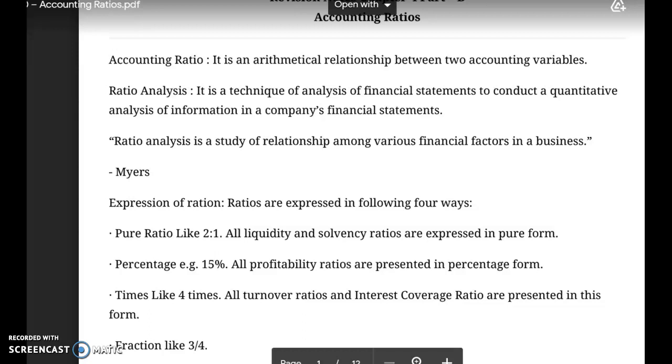So this way we can understand what the accounting ratio is and what ratio analysis is. In our next video, I will continue with how the different types of ratios are to be expressed. Expression here means how the answers of the different conclusions could be written. That is called the expression of the different types of ratios. So continue in our next video with ratio analysis and forms of expression.